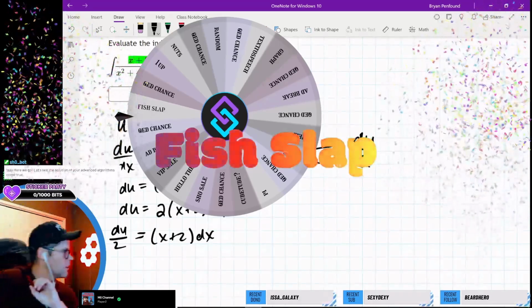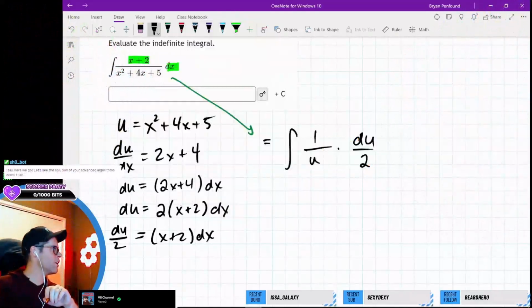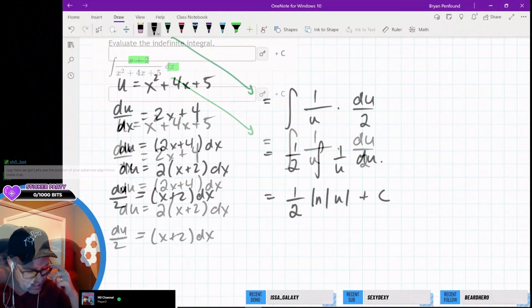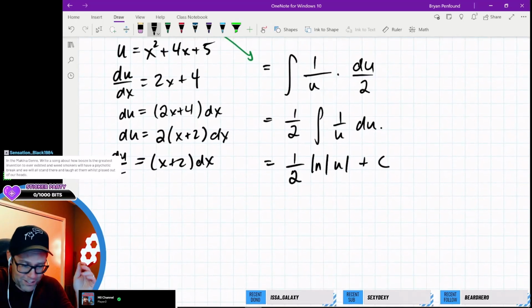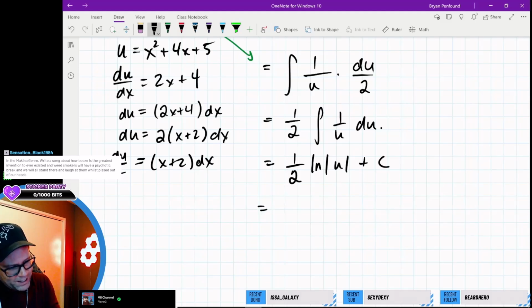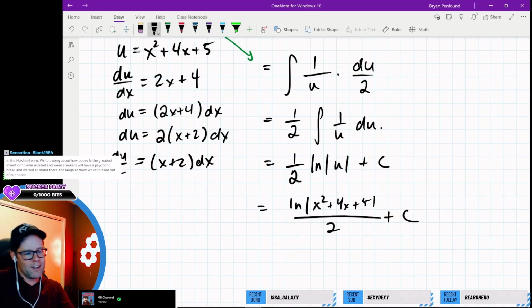And then we'll get 1 over u. Let's integrate to get ln of u. And then we're going to put our u back in. So we're going to have the logarithm of x squared plus 4x plus 5, over 2, with our constant of integration.